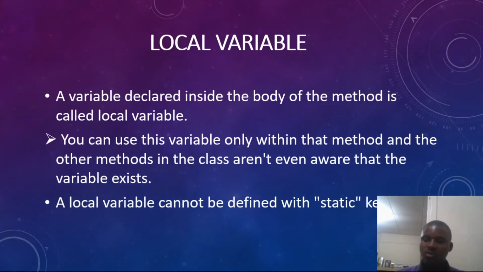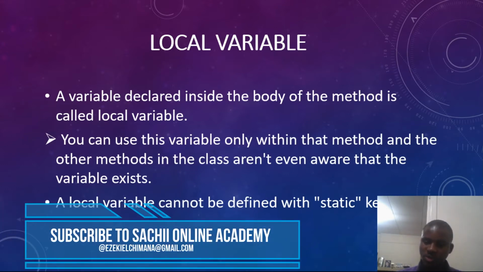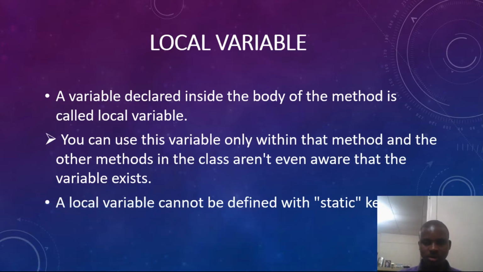What are local variables? A local variable is just a variable that we declare inside the class body, but inside what? Inside the methods, the body of a method. A variable declared inside the body of the method is called a local variable. And you have to know that other methods will not be aware of that variable. It will be only known to that method that you declare it within.